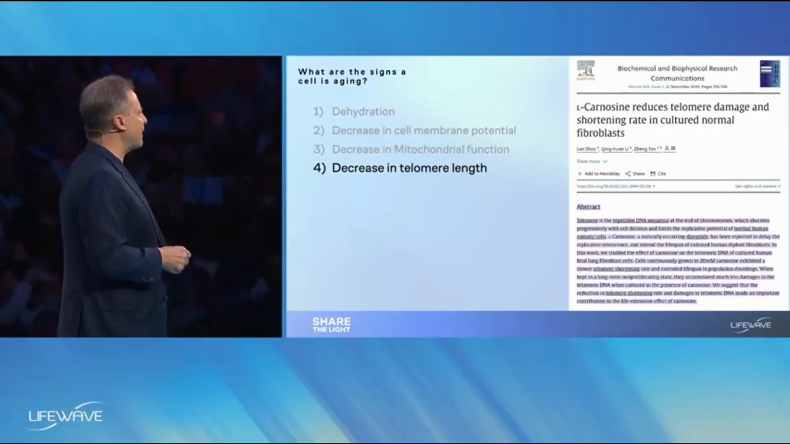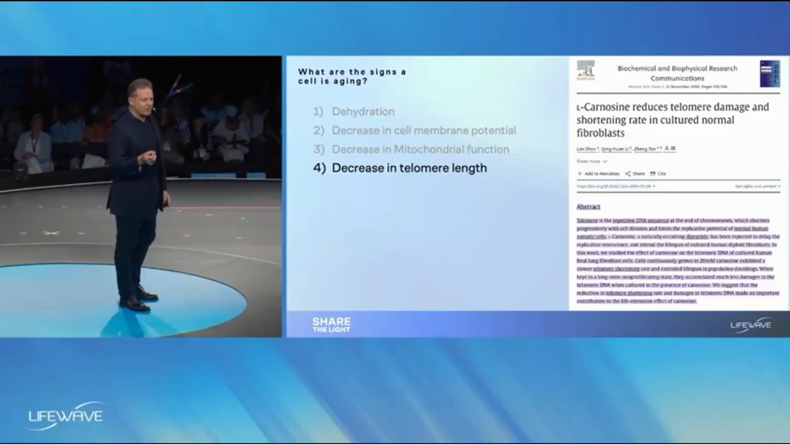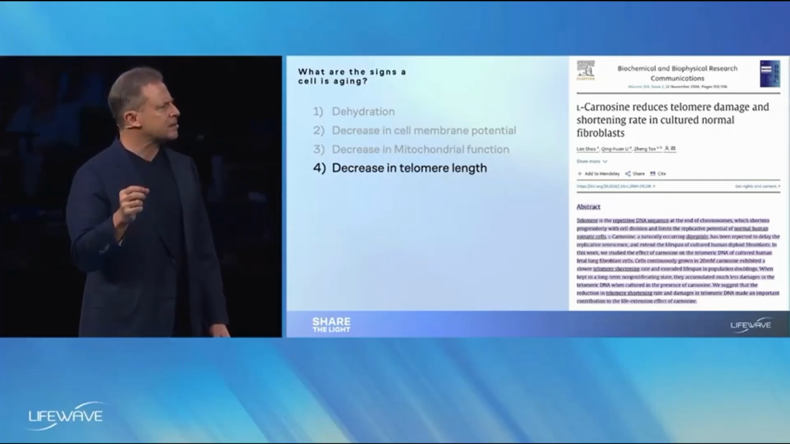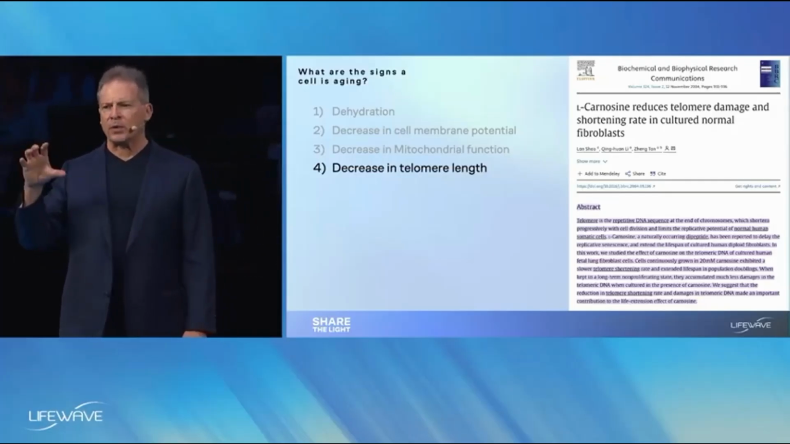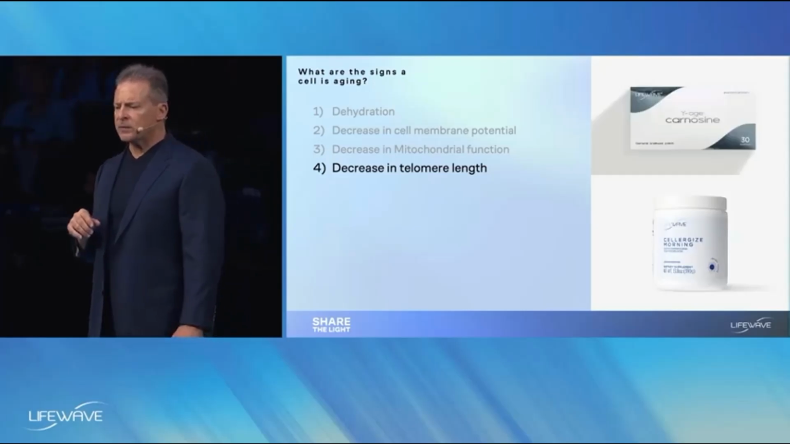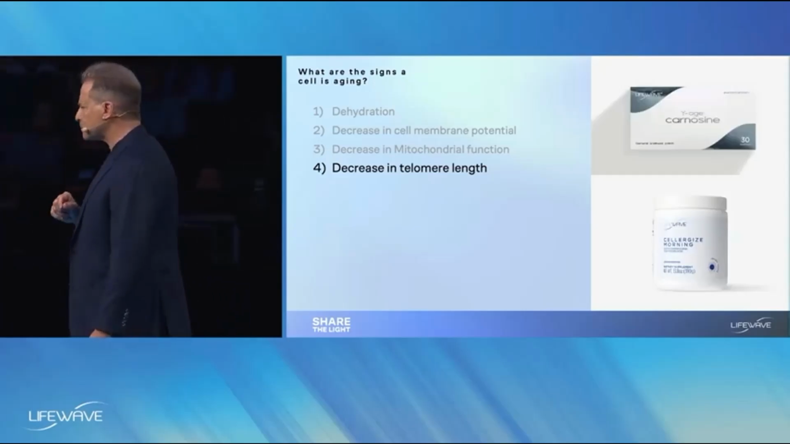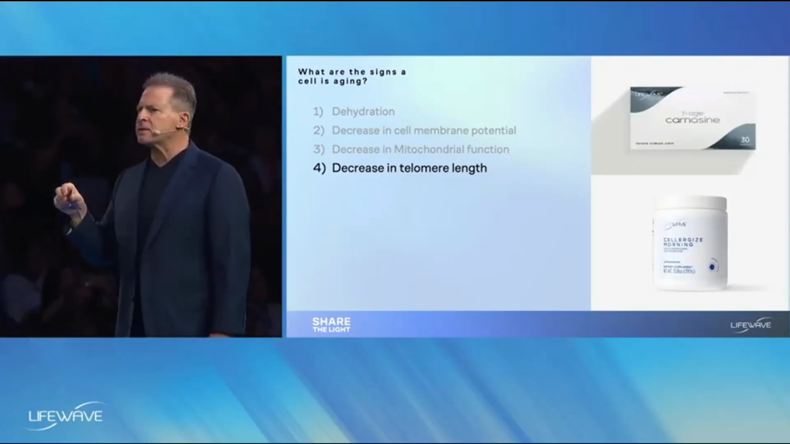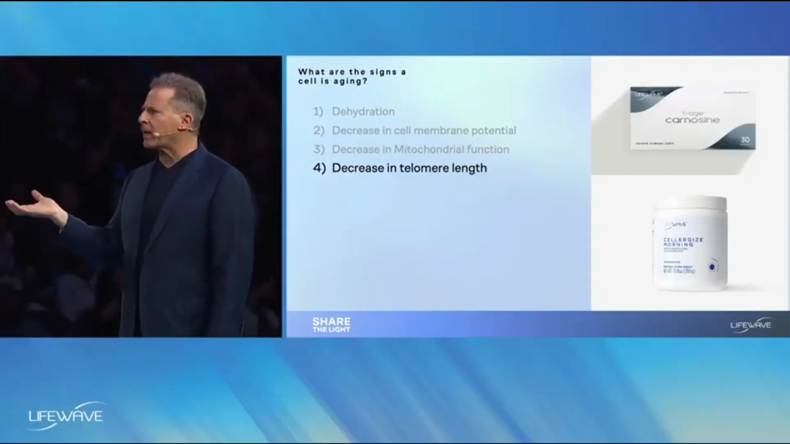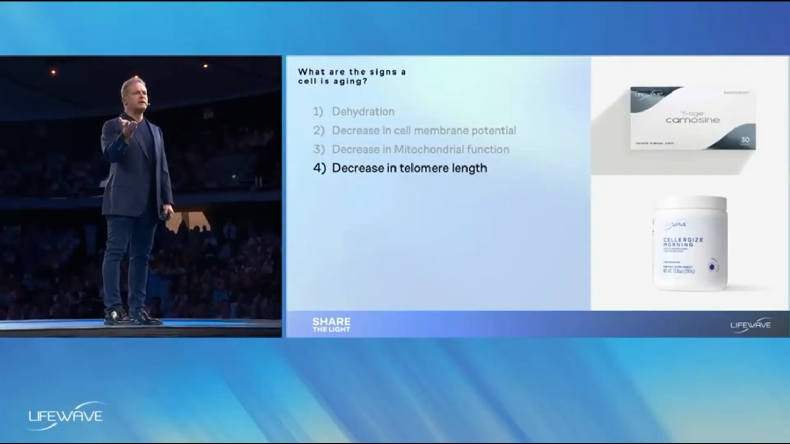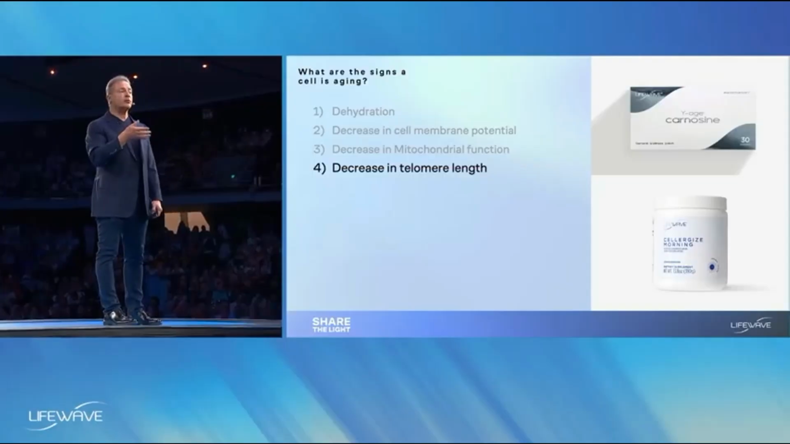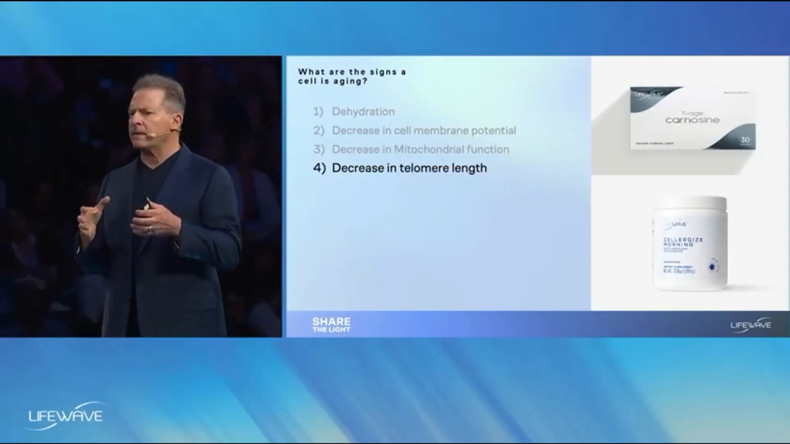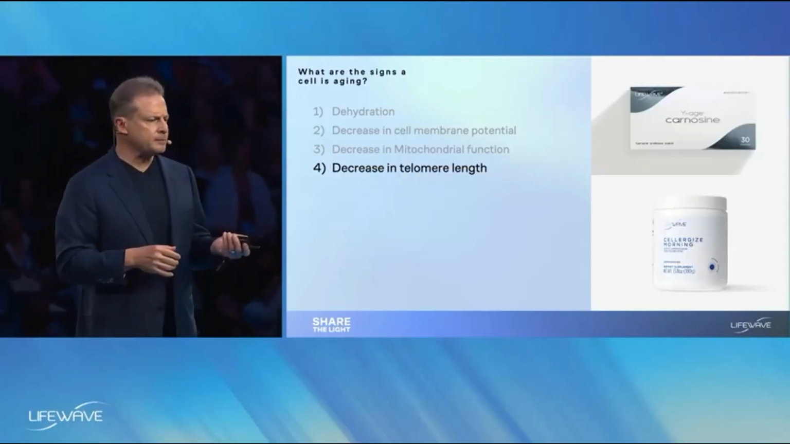Okay, decrease in telomere length. This would be a medical claim, so I'm only going to say that studies on carnosine have shown that they protect the telomeres from damage. However, specific nutrients in Celergize, Cyanothox, and also beta-alanine will not only help contribute to maintaining the length of the telomeres, but beyond that.